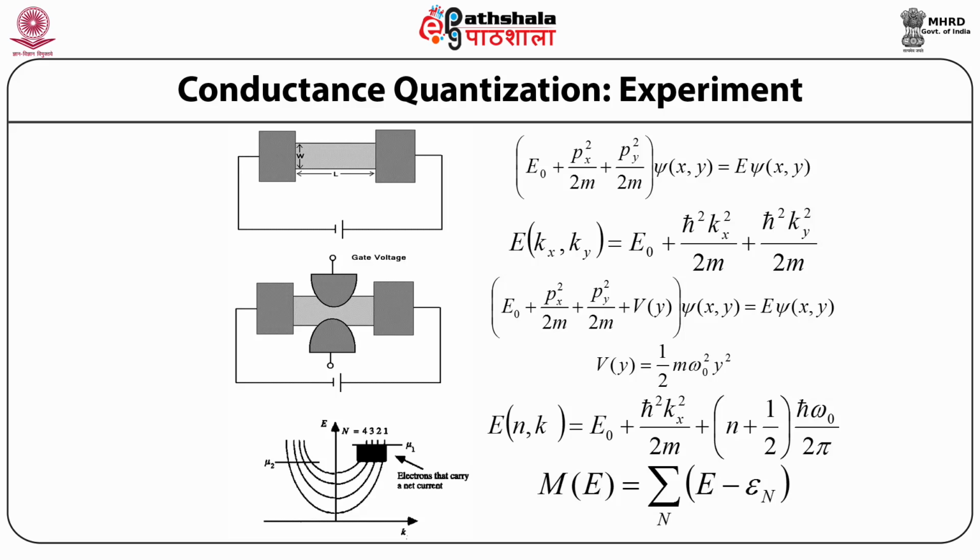The second term is simply the contribution of free electrons along the x direction, and En is equal to E naught plus pi square h cut square by 2m multiplied by nx square by L square plus (n plus half) h cut omega naught by 2 pi. So the third term in this equation decides the number of conduction channels along the x direction.